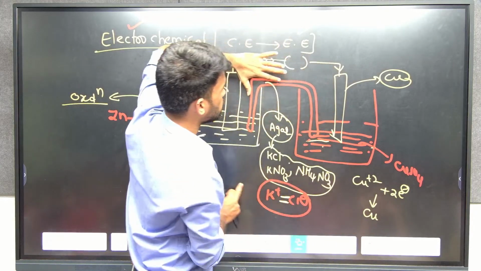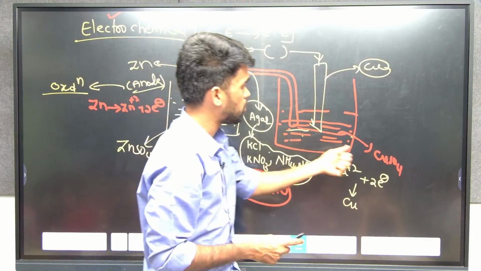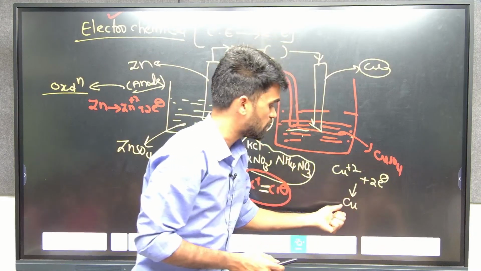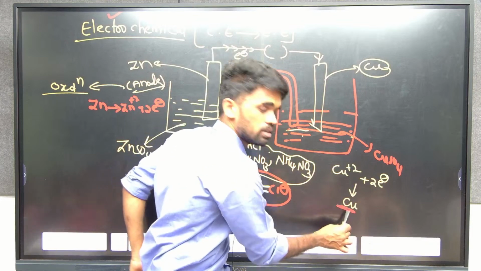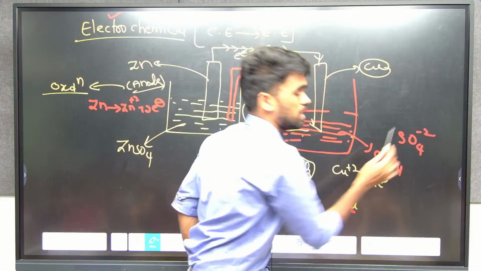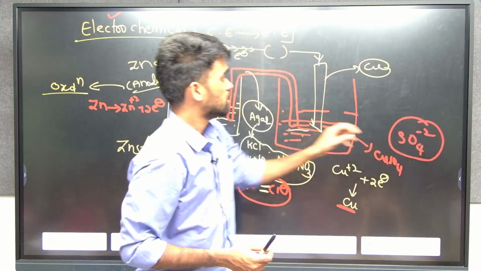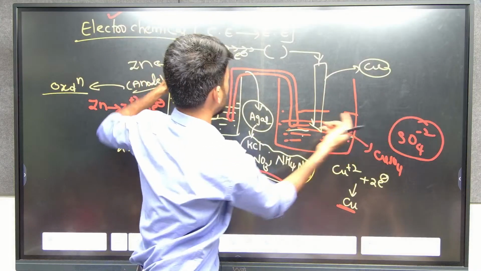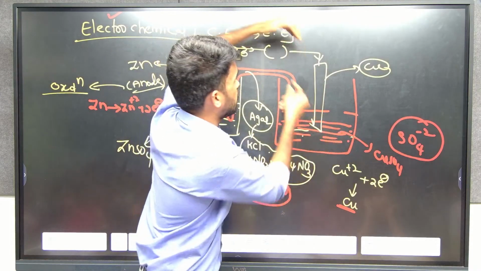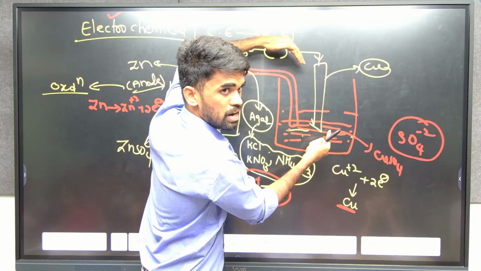If I am not using this salt bridge, what happens? All the copper 2+ ions are converting into copper atoms, yes or no? Now what is remaining here? Sulfate ions are remaining. What is the charge on sulfate ions? Minus. Electrons are also minus charge. Will these electrons be allowed if I have more sulfate ions? It will not be allowed, no?